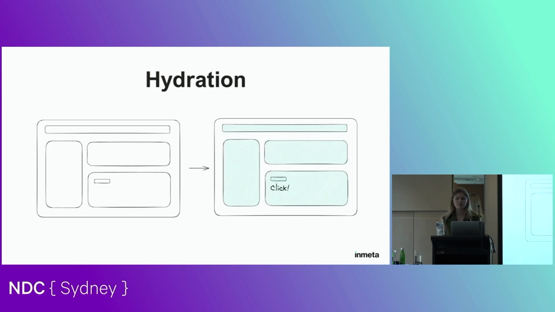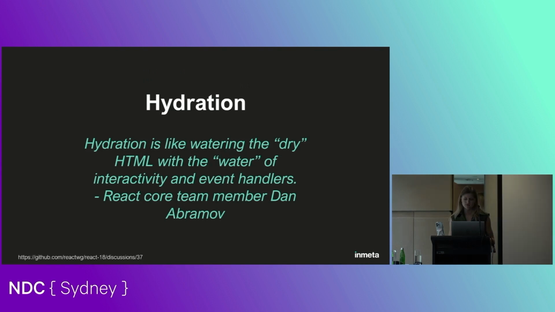Let's get back to the JavaScript that is sent along with the pre-rendered pages in SSR. We still need JavaScript to run on the client to handle interactivity. So instead of conjuring all the DOM nodes from scratch, the framework, like React, will adopt the existing HTML. This process is known as hydration. The framework will attach the event handlers and, for example, fire effects and add state, and then afterwards the page is fully interactive. However, it essentially has to rebuild the entire page and compare it with the existing one to know what to hydrate. This quote by React core team member Dan Abramov explains it well. Hydration is like watering the dry HTML with the water of interactivity and event handlers.